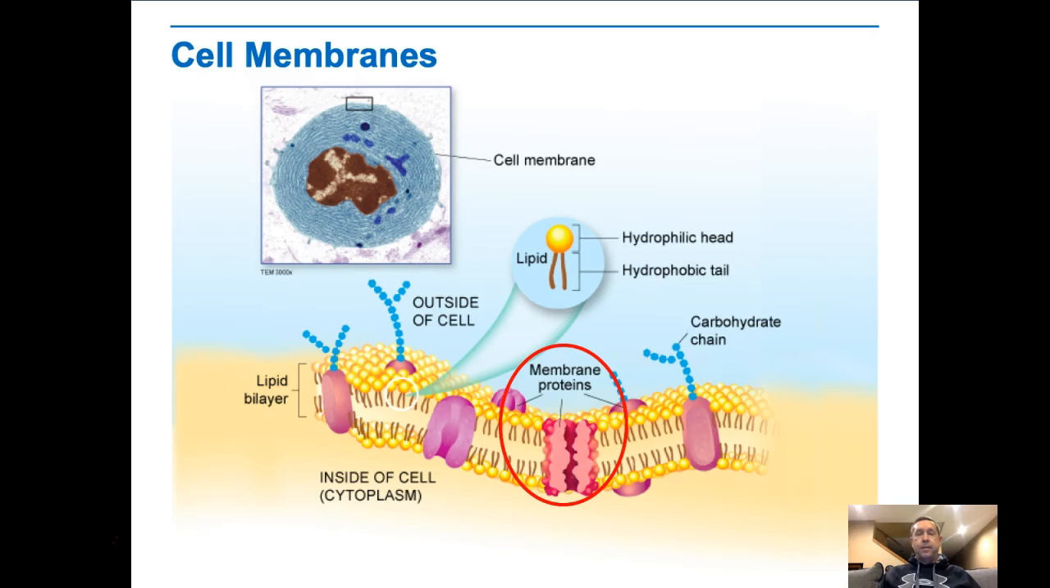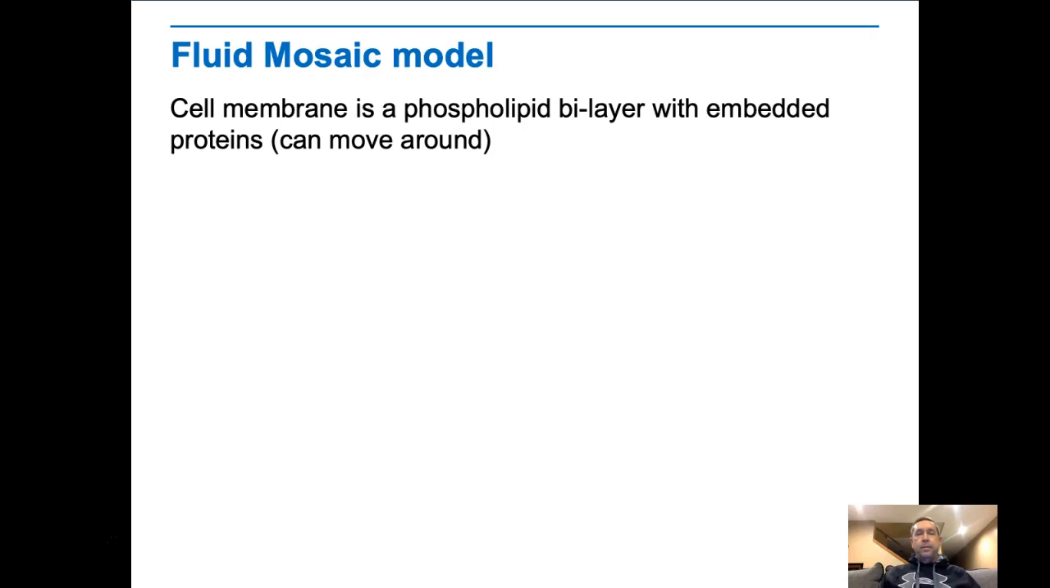There are proteins that allow things to move in and out of the cell, help with communication and identification, and so on. The model that explains the function and structure of the cell membrane is called the fluid mosaic model, because the proteins can move throughout. They're not fixed in place. They can flip around. They can move around through the phospholipid bilayer.